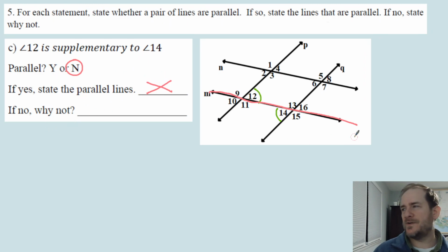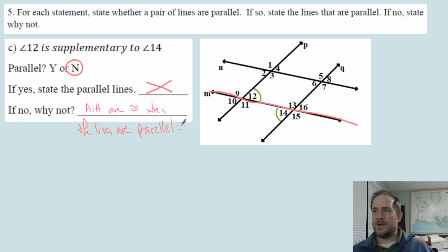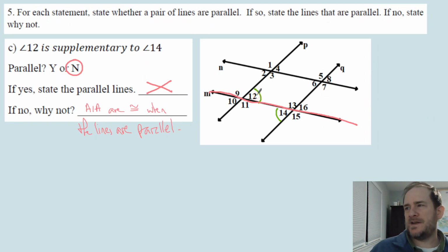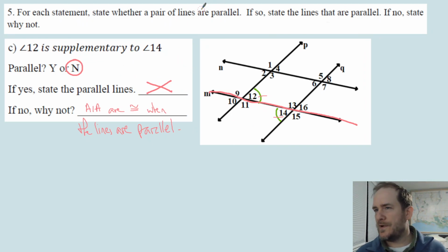But they're saying, hey, why don't you have enough info? And you'll say, the angles we have here are alternate interiors. So you'll say alternate interiors are congruent when the lines are parallel. And that's it. For P and Q to be parallel, you would need 12 and 14 to be congruent. And it doesn't say they're congruent, it says they're supplementary. So moving on.